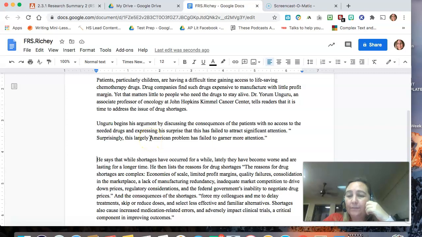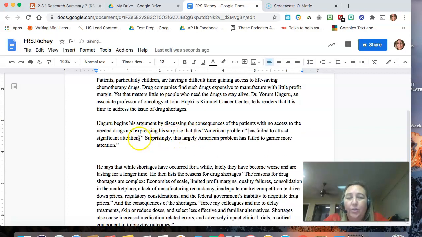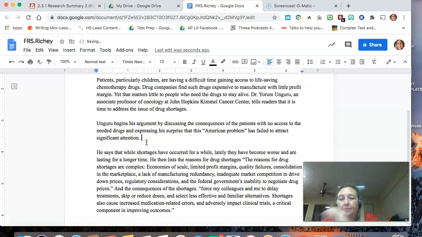What this quote offers that my text doesn't is that this is an American problem. So I'm going to pull out this phrase and I'm going to add it into what I wrote. So my new thing will say, Unguru begins his argument by discussing the consequences of the patients with no access to the needed drugs and expresses his surprise that this, quote, American problem has failed to attract significant attention. So now I've got part of his quote, the part that I feel like is most necessary.